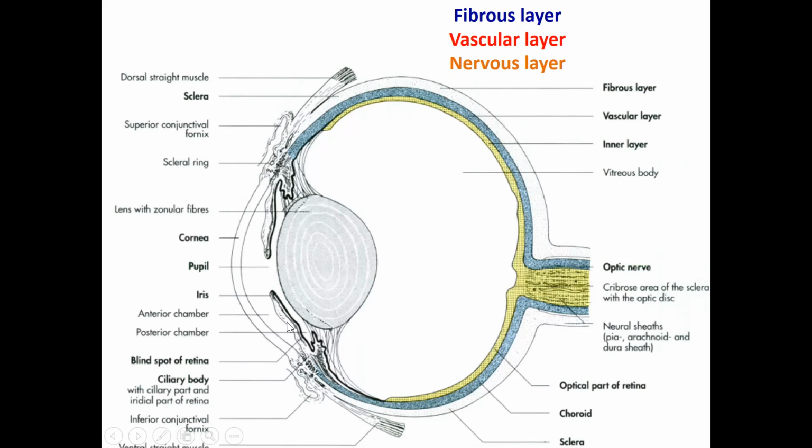So that color is coming from the iris, and it continues caudally, and it is connected to the ciliary body, and then it continues caudally and is connected to the choroid. So these are in continuation with each other.